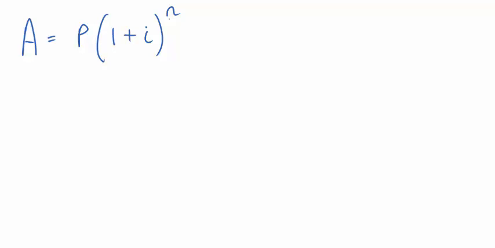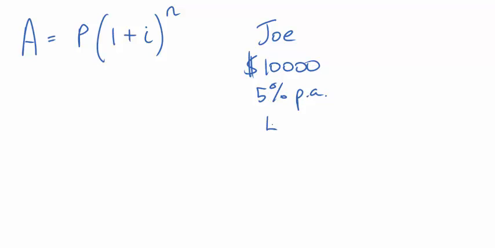Now let's take an example. Let's say we had this guy called Joe. He had $10,000 to invest. The bank was willing to give him 5% compounding yearly, so per annum, that's compounding interest, and he's going to put it in the bank for 4 years.